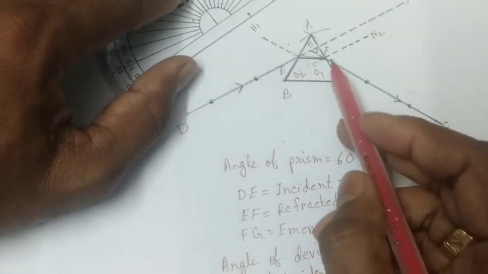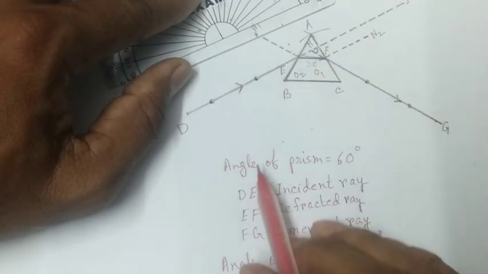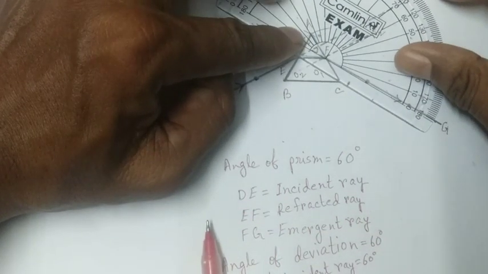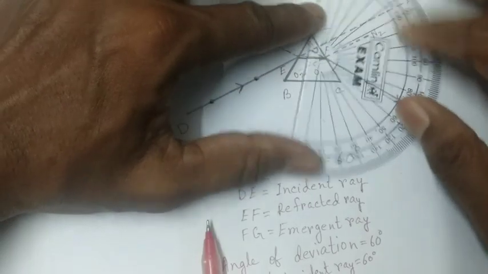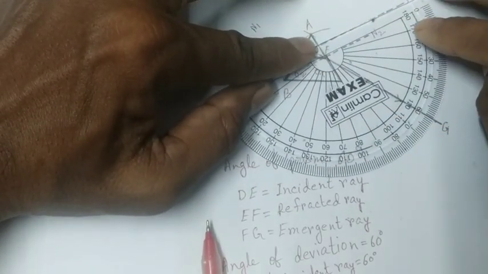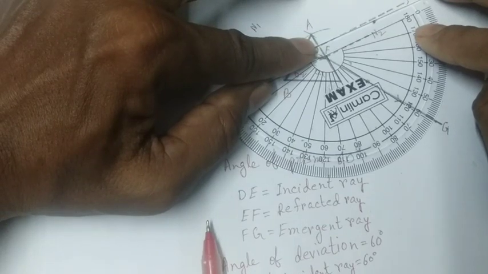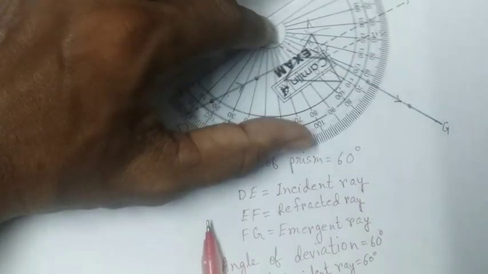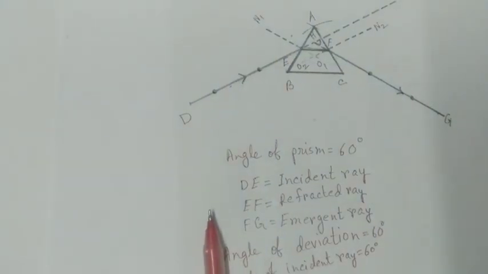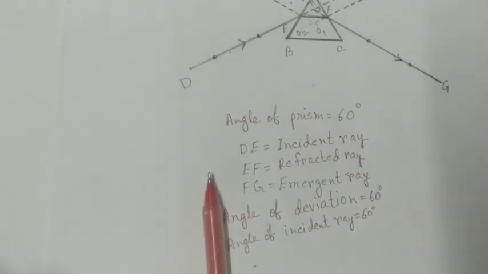And let us find the angle of emergent ray. Let us measure the angle of emergent ray. Here also you see the angle of emergent ray is also 60 degree.